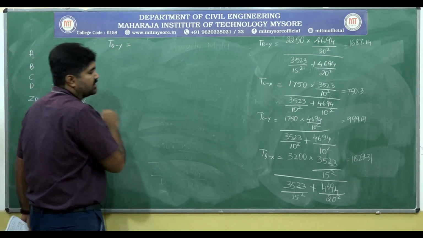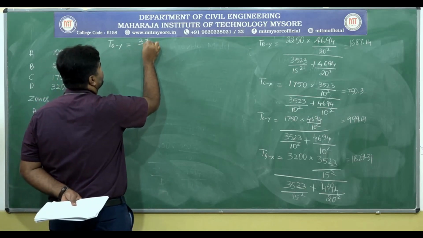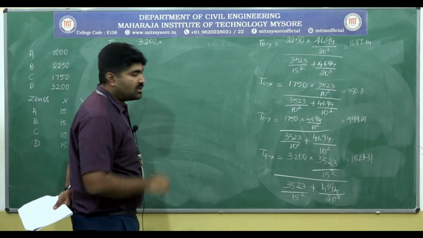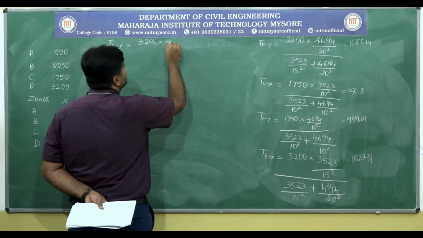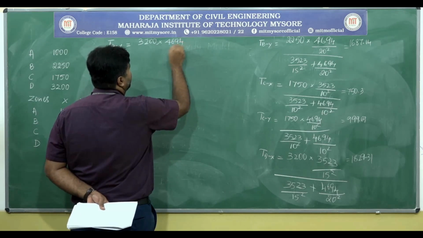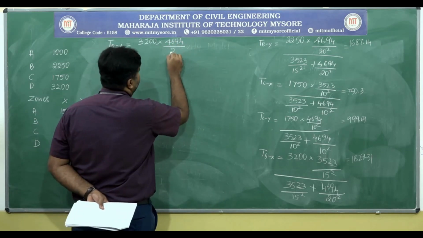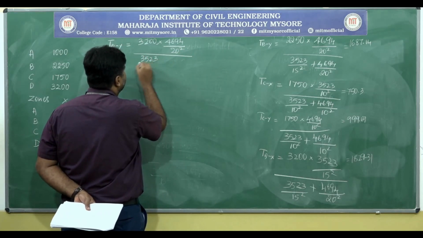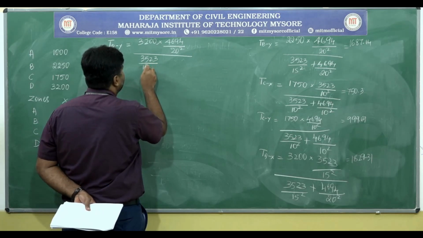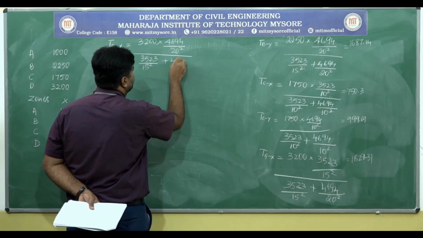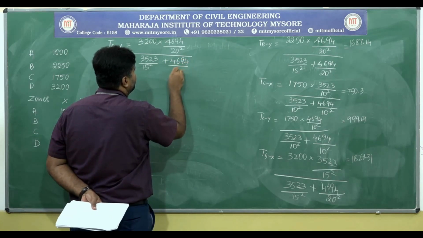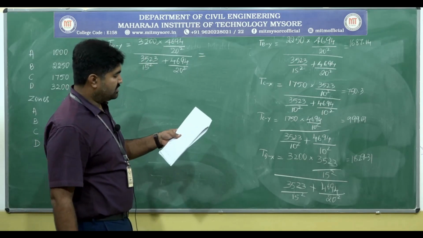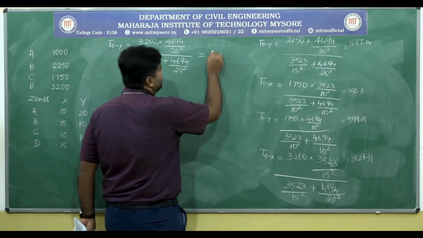Okay, we know from D the trips generated is 3200 and it is attracting towards zone Y. We know it is 4694 and the time taken to travel from D to Y is 20. So 3523 divided by 15 square plus 4694 divided by 20 square. Okay, you will get 1371.